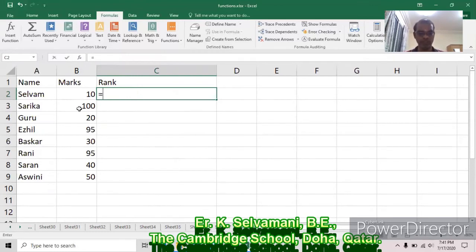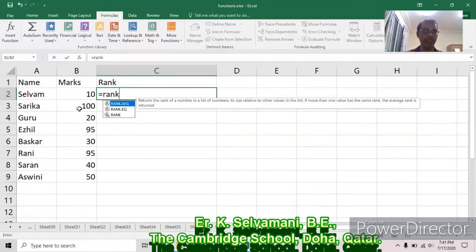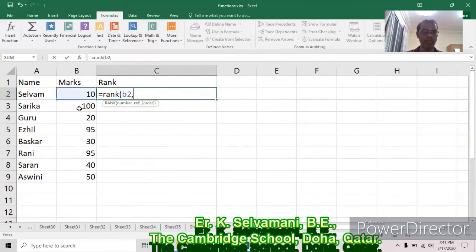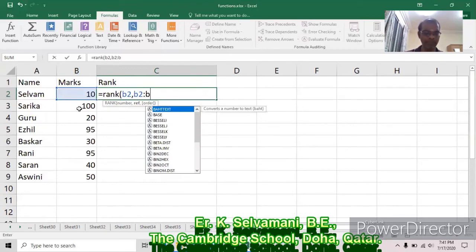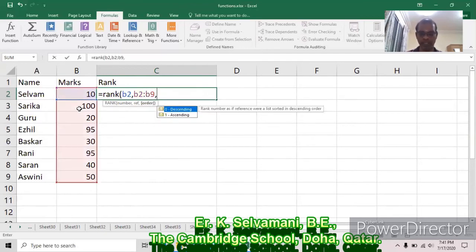So, if you want to find out the rank for a range of values, there is a function called rank. Open bracket, B2, comma, here B2 colon B9, comma. Again, 0 stands for descending order. I'll explain. Here, assume I would like to find out the rank for 10. In other words, in descending order, 0 stands for descending order. In descending order, the value available in B2, that is 10, in the range of B2 to B9.